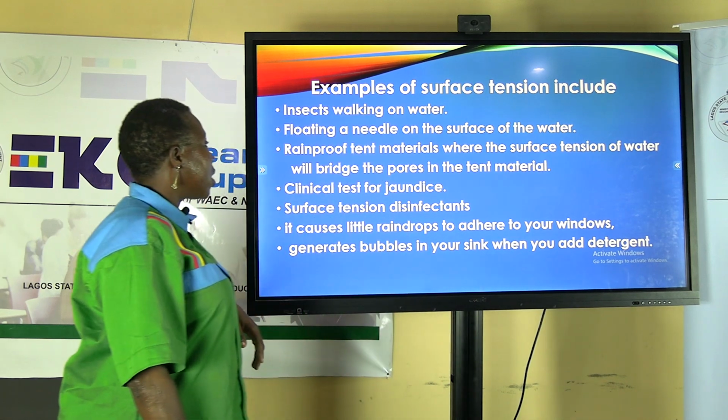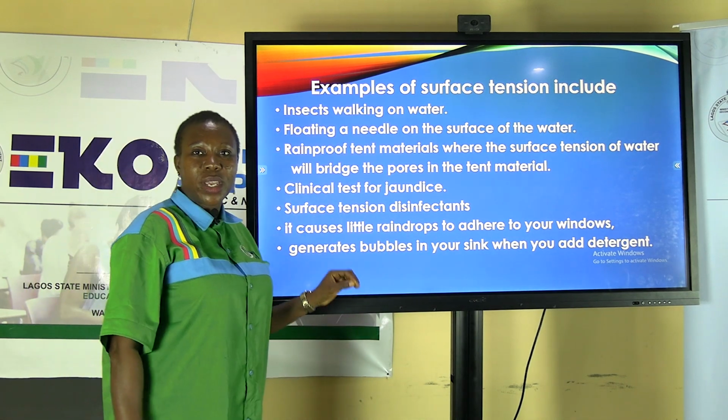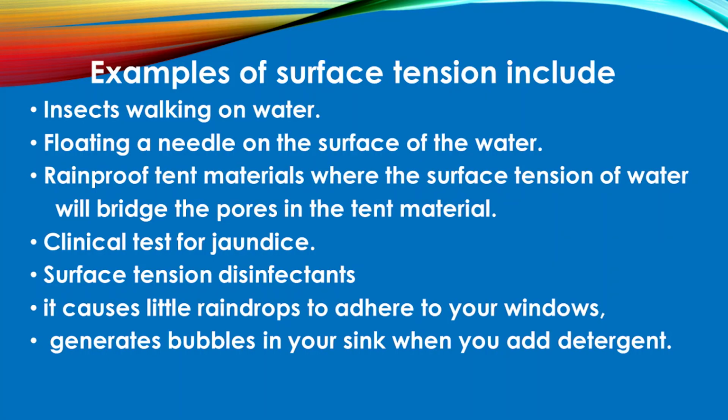Examples of surface tension include insects walking on water. We have the floating of a needle on the surface of the water, rainproof materials or tents like our canopies, where the surface tension of water will breach the pores in the tent material.